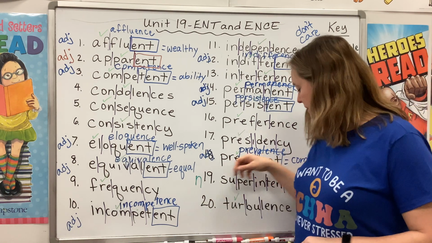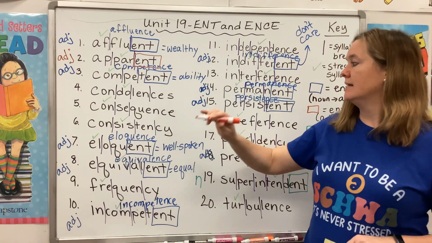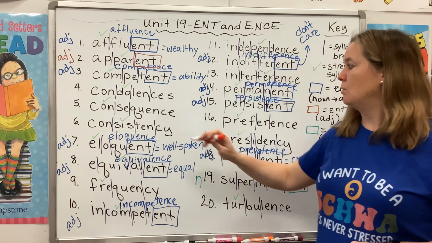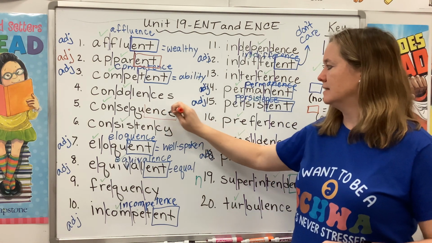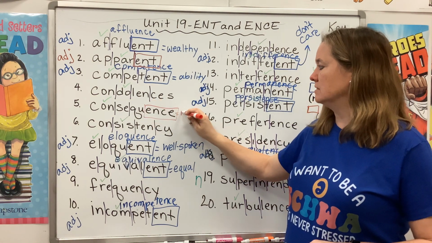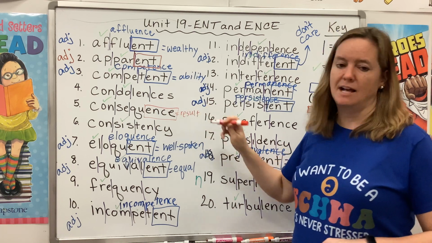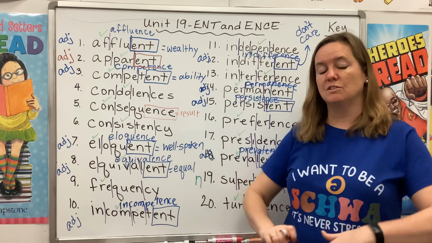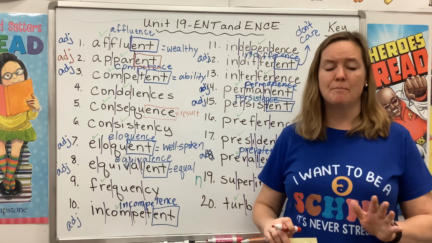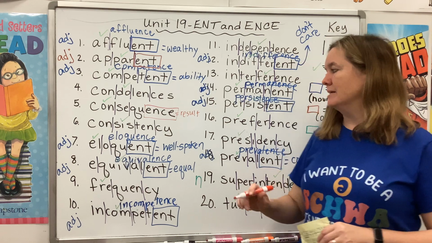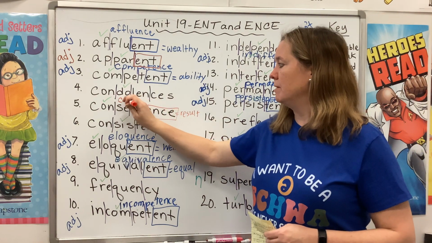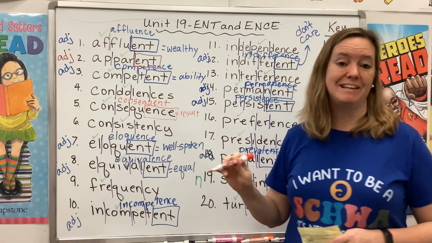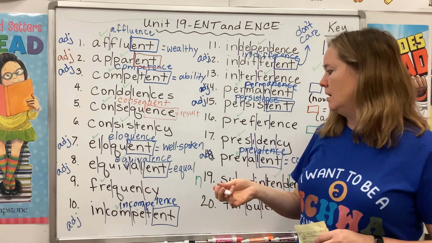Okay, so now let's look at some of our ENCE endings. Okay, so consequence. A consequence is a result, right? We talk about natural consequences, or if a kid gets in trouble, they get a consequence. So there's some sort of result, something that they caused to happen. There is an adjective form, and that's consequent. And you've probably seen the word consequently, which is the adverb form.